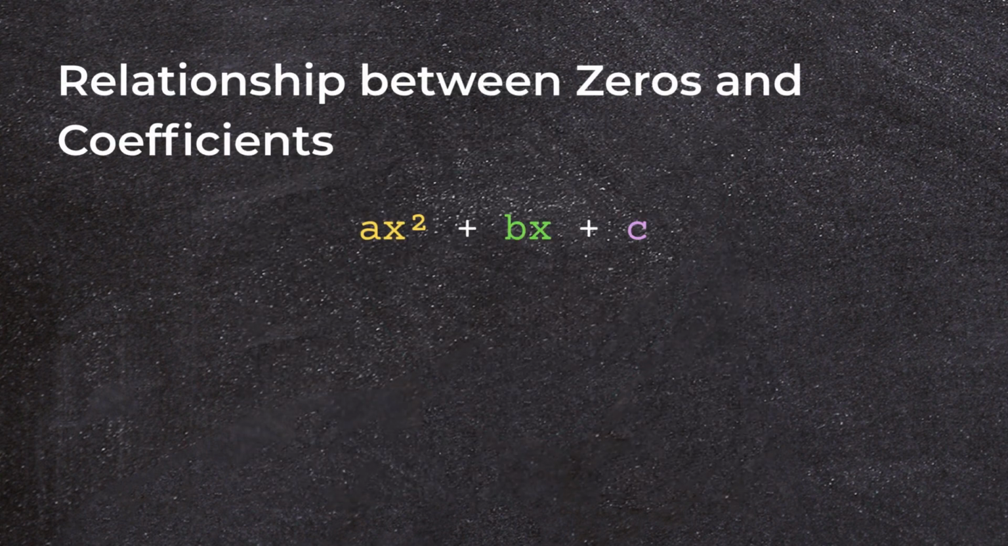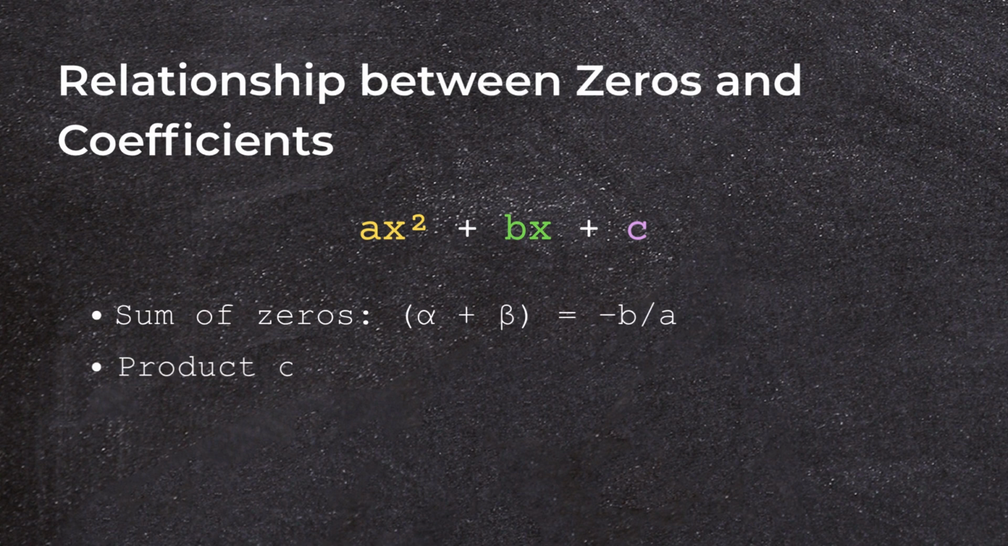For a quadratic, ax^2 + bx + c, the sum and product of its zeros follow a simple pattern that directly links the roots to the coefficients, making factoring and problem-solving easier. The sum of zeros equals -b/a, while the product of zeros equals c/a.